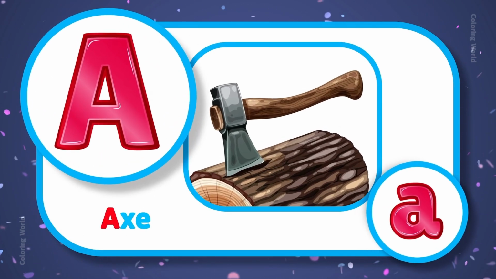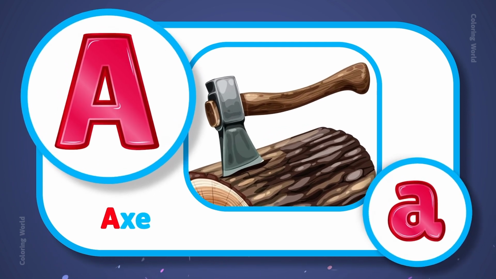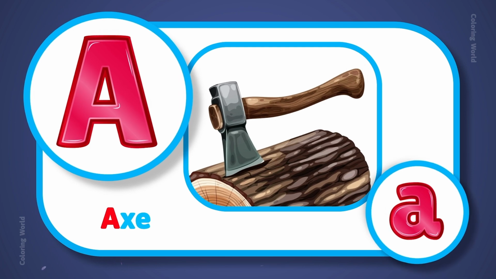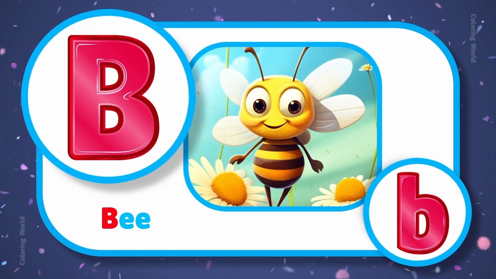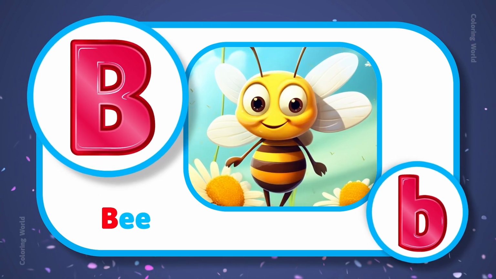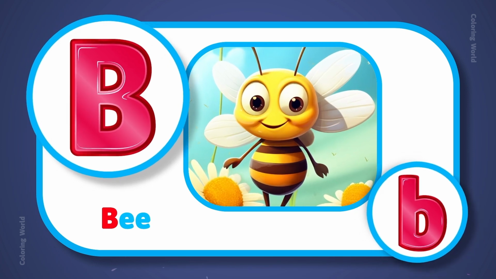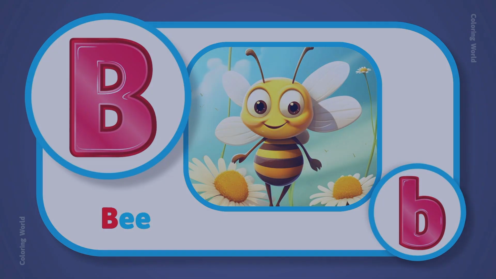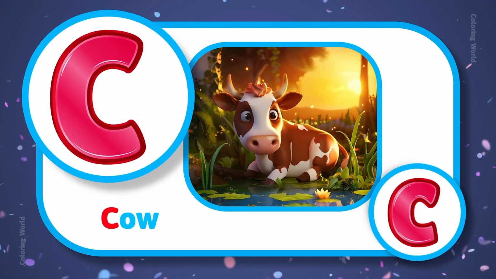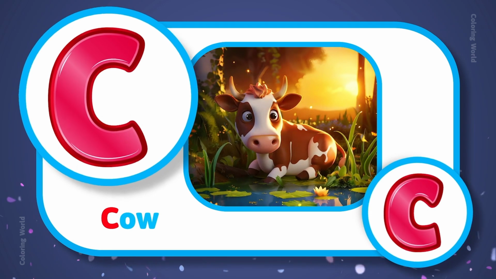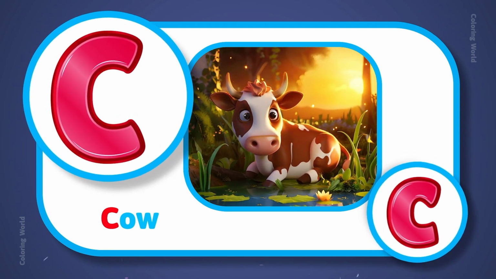A is for axe, an axe. B is for bee, bee, bee. C is for cow, cow.